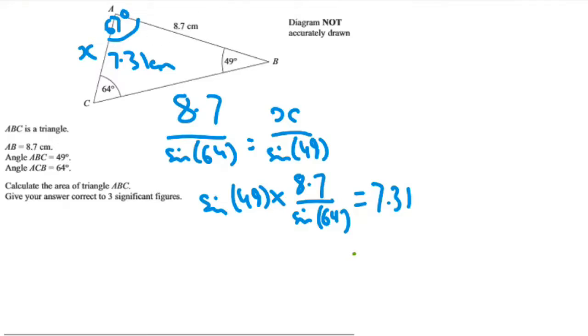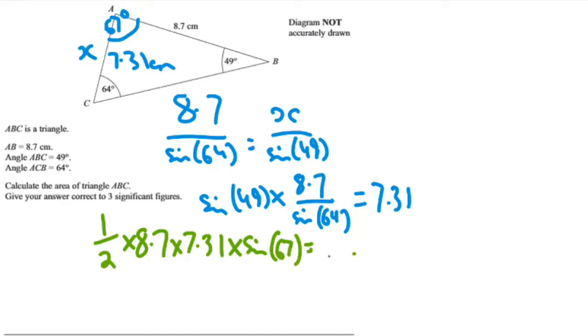Okay. Well, now that we know that those are our two sides and that's our angle between them, we can now do that second sine rule with half AB sine C. So we'll have half times the 8.7 times the 7.31 times the sine of 67, and this should give you a final area of approximately 29.3 centimeters squared, again centimeters squared because it's the area, and 29.3 because it specifies three significant figures.